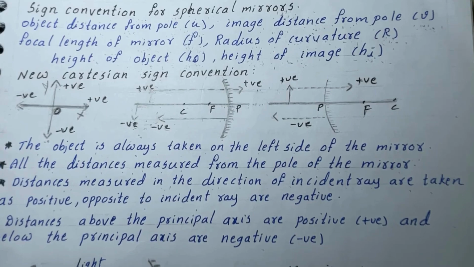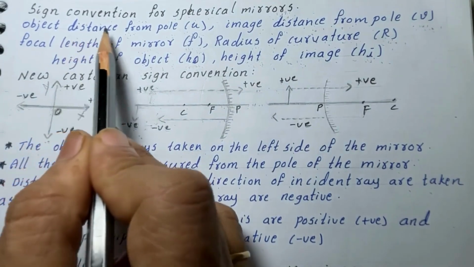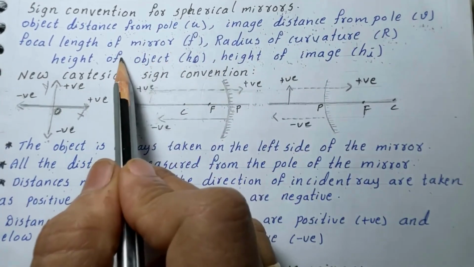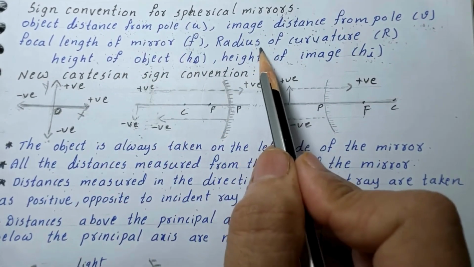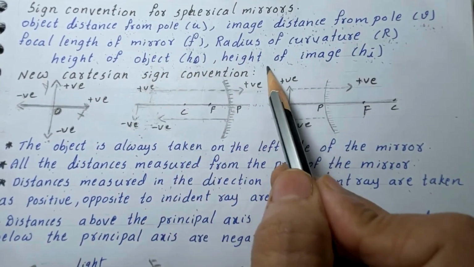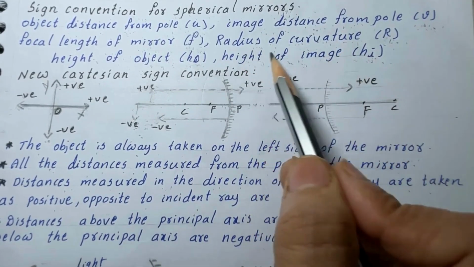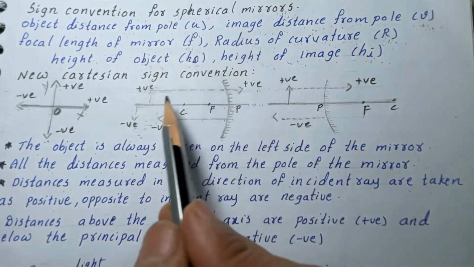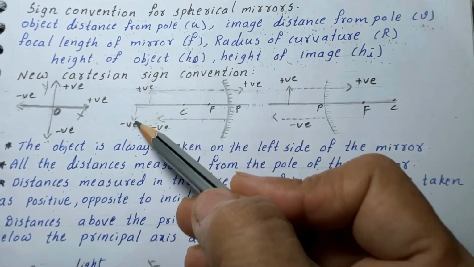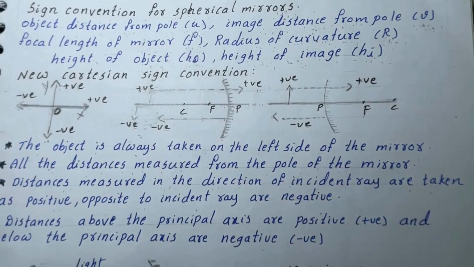In tracing images formed by spherical mirrors, we come across some quantities like object distance from pole u, image distance from pole v, focal length of the mirror f, radius of curvature of the mirror R, height of the object h_o, and height of the image h_i. In these quantities, the first four are parallel to the principal axis and the last two are perpendicular to the principal axis. So, to measure these quantities, we need one system of signs.